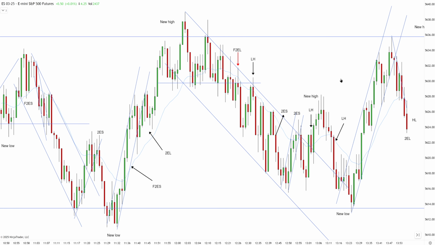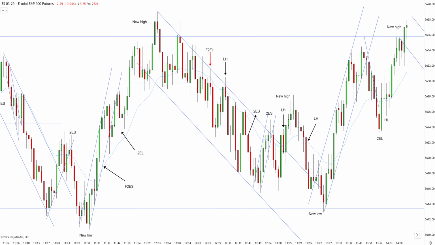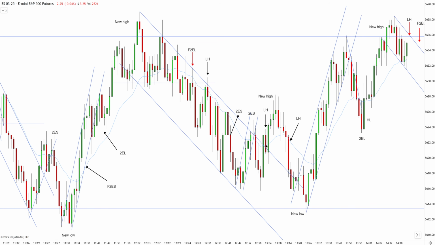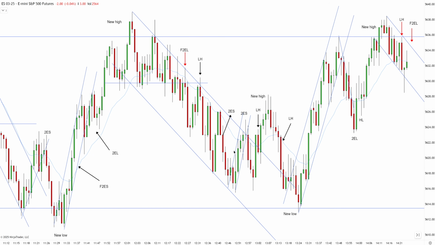There was no second entry short. I decided to mark this lower high. I was on my break here. I probably would have taken this if I was on my break. It is a lower high confirmation sub.